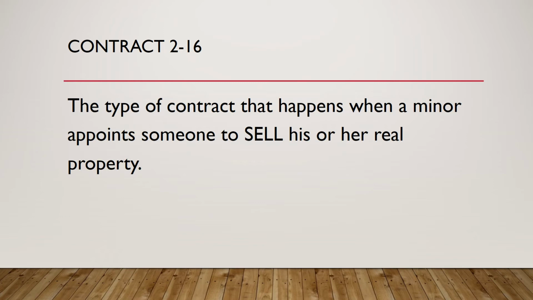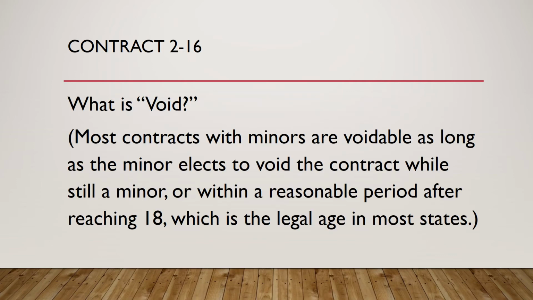Question 16. The type of contract that happens when a minor appoints someone to sell his or her real property. What is void? Most contracts with minors are voidable as long as the minor elects to void the contract while still a minor, or within a reasonable period after reaching 18, which is the legal age in most states.